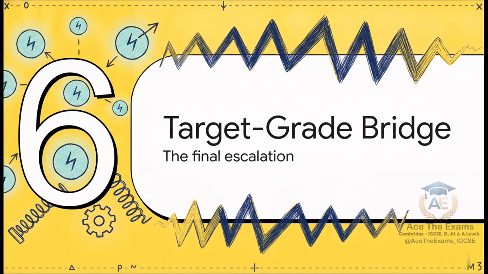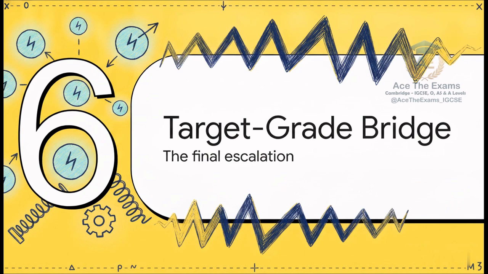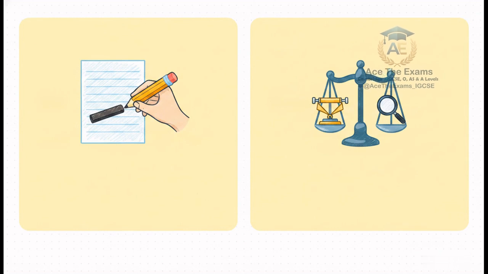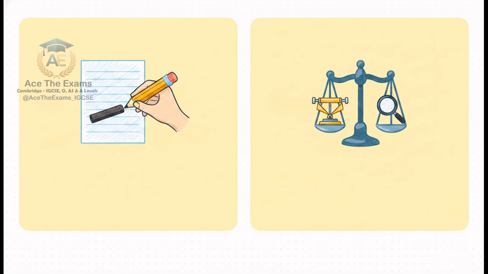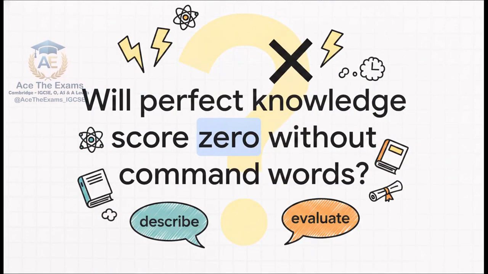And now, the target grade bridge. This is the final escalation. You've got the framework, the phrasing, and the apparatus. But there's one final unresolved problem. Just look at the contrast in these command words. On the left, "describe how to charge a strip." Now look at the right. "Evaluate the use of an electroscope." You might have flawless physics knowledge, but the words describe and evaluate require entirely different ways of structuring your answer on the page. Which leaves us with this really provocative question.